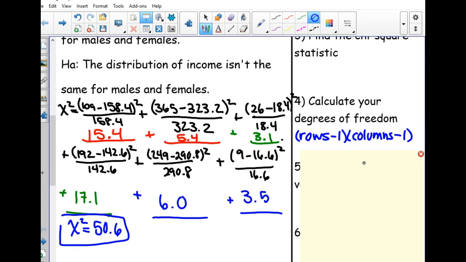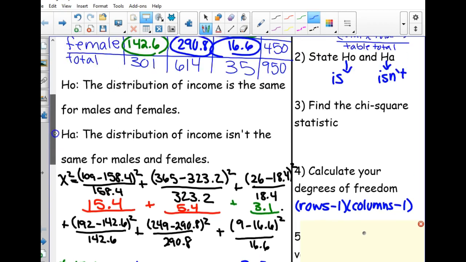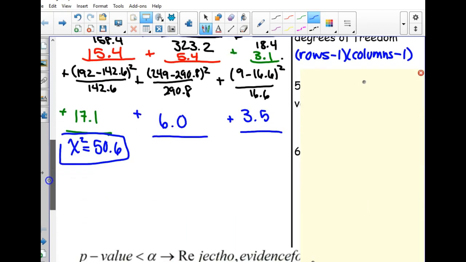Remember, what is that mistake I said watch out for? Don't count the totals in your rows and your columns. So how many rows do we have when you look at your problem? Two. Yeah, we have 2 rows, male and female. And then we have what? 3 columns. So our degrees of freedom is equal to 2.